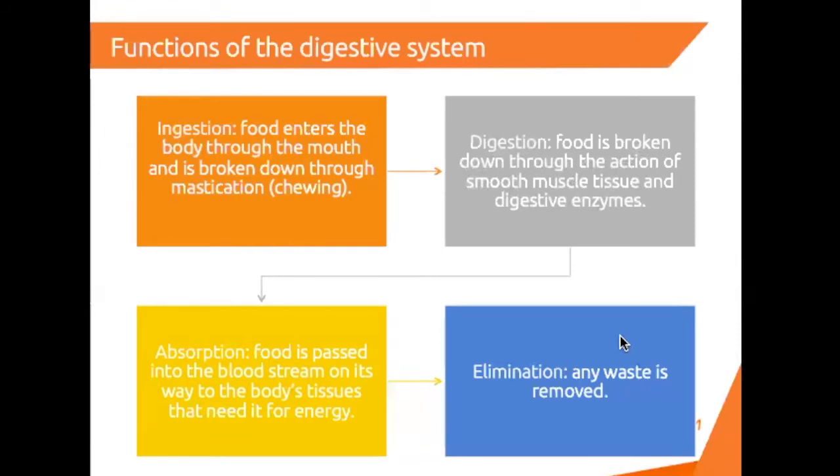You've also got digestion, which is where our food is then broken down through the action of all the smooth muscle tissue that we mentioned and all the digestive enzymes that break it down. Once that's all taken place, we then have absorption, which is where it's all then passed into the bloodstream. So all the nutrients, all the water that we want to take out of the food gets entered into our cells. And then elimination is the removal via your anus, poo, basically. Just to clarify.